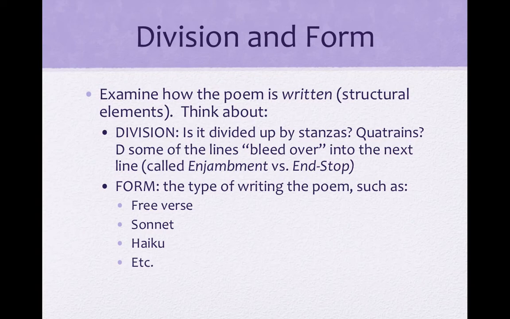And then form. Think about the types of writing the poem has. So is it free verse, meaning doesn't rhyme or doesn't always rhyme in the same way, versus verse, which is where you have, much like in Two Roads. Sonnets, of course, haikus, you've heard of these different types of poems. So that's the last thing you want to look at as far as form goes.